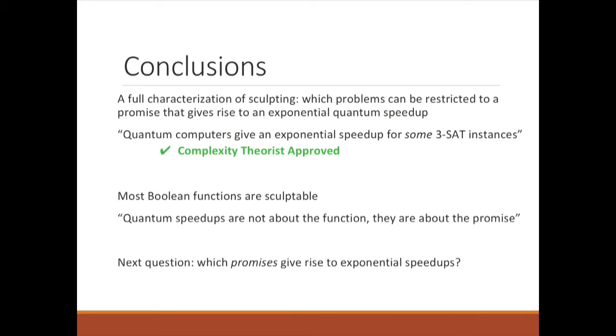And for future work, I want to push this question. As a community, we should address which promises give rise to quantum speedups. For which promises can you find a function where you have an exponential quantum speedup? Can we characterize those? It seems like a much harder task.